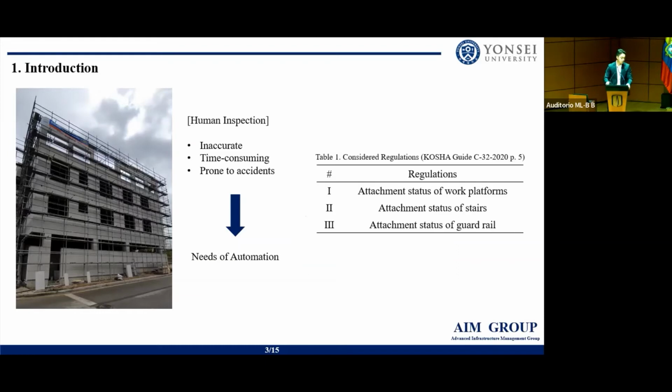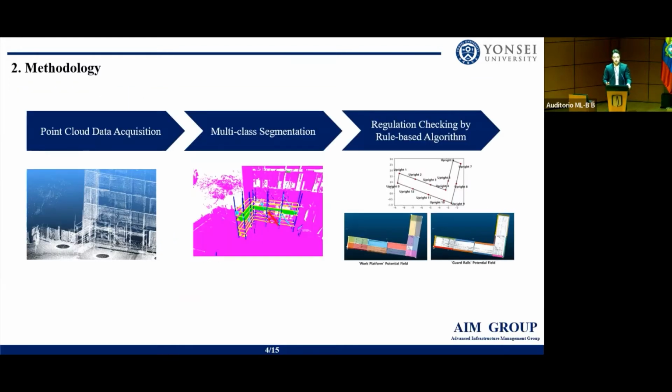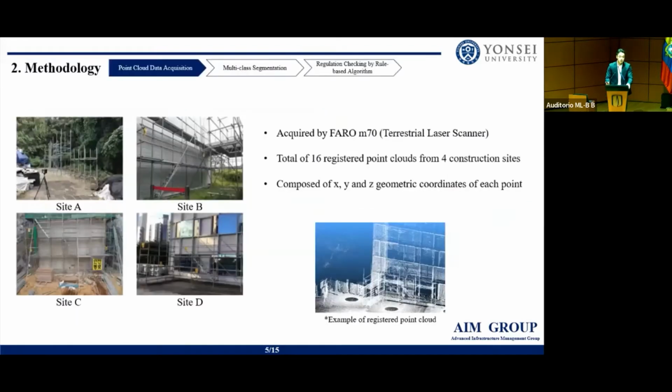So for our research, we'll concentrate on automating the checking of these 3 regulations from the KOSHA guideline on scaffolds. To add a bit more information for regulation 3, the attachment status of guardrails also contains checking the distances between the guardrails. This is our overall framework. It can be divided into 3 big parts: point cloud data acquisition, multi-class segmentation, and automatic regulation checking by a rule-based algorithm.